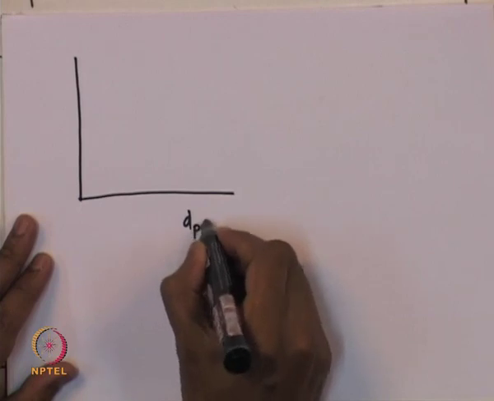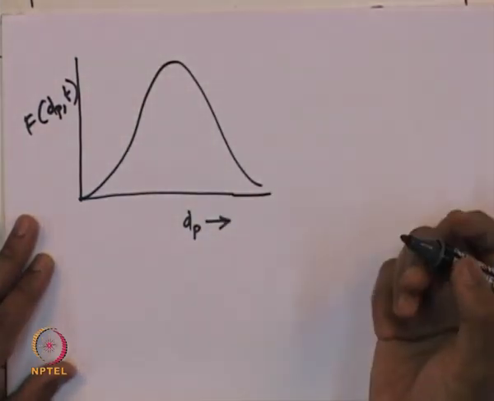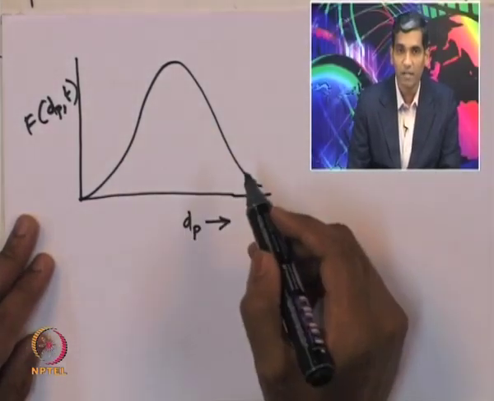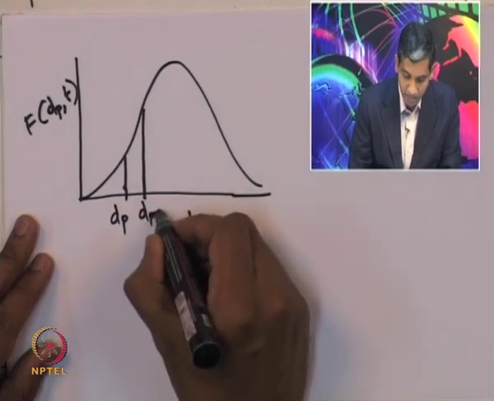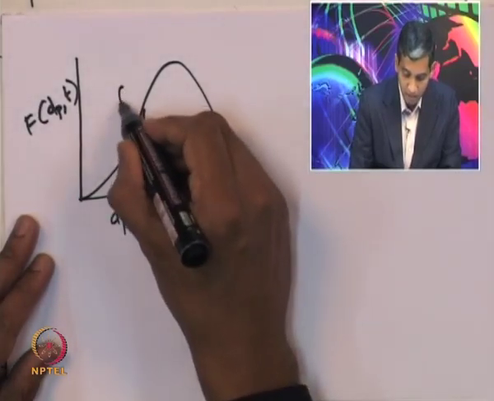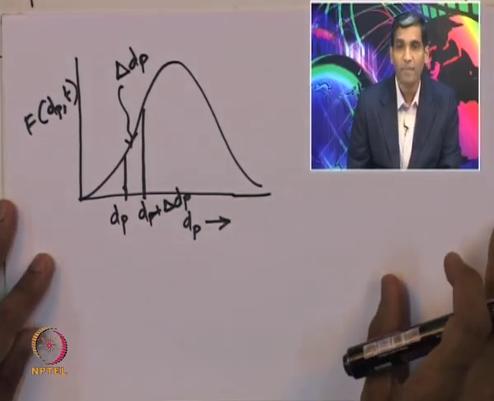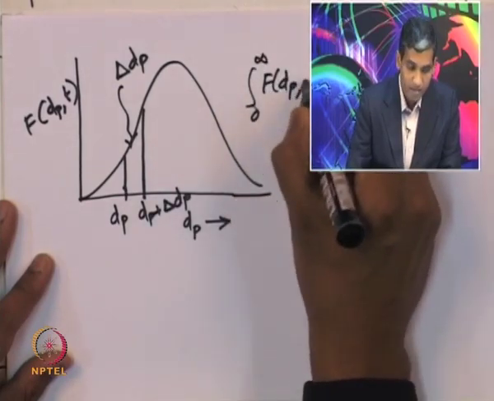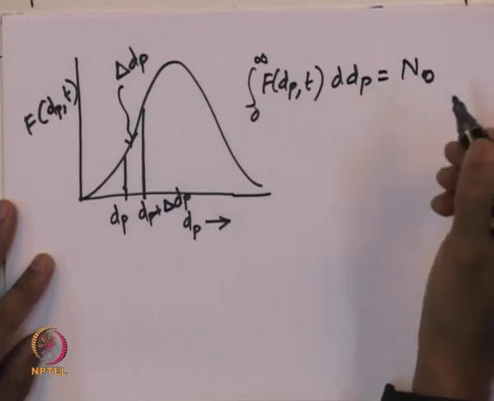Now, suppose we look at the distribution at any time, and it's some general curve like this. Now we can write a simple balance on the population of these drug particles. Suppose we take a small element between dp and dp plus delta dp. So the thickness of this element is delta dp. And by definition of this histogram, the integral from 0 to infinity of f of dp comma t into d dp should be equal to n naught.